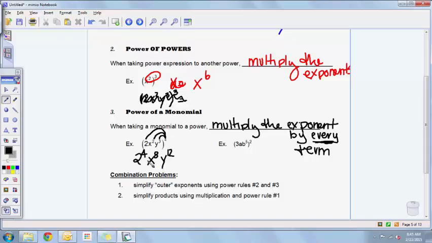Now this is almost done. It's not quite there because you have to do 2 to the fourth power. What that means is 2 times 2 times 2 times 2, or you can plug it into your calculator. So you get 16. So this would simplify to be 16 x to the 8th, y to the 12th.